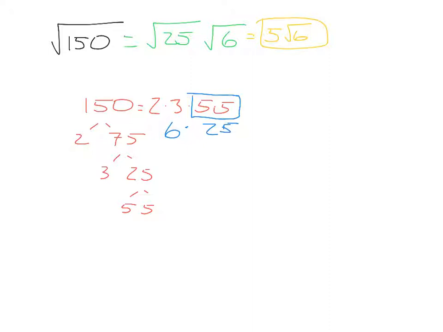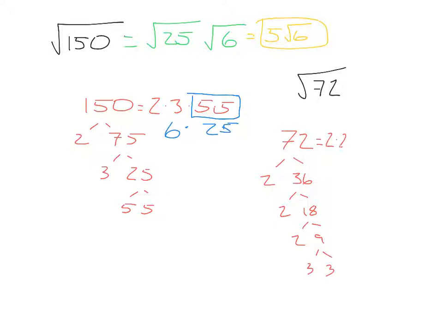This time let's try the square root of 72. In 72, when we factor tree that, 72 is 2 times 36. 36 is 2 times 18. 18 is 2 times 9. And 9 is 3 times 3. So we have, for 72, 2 times 2 times 2 times 3 times 3.